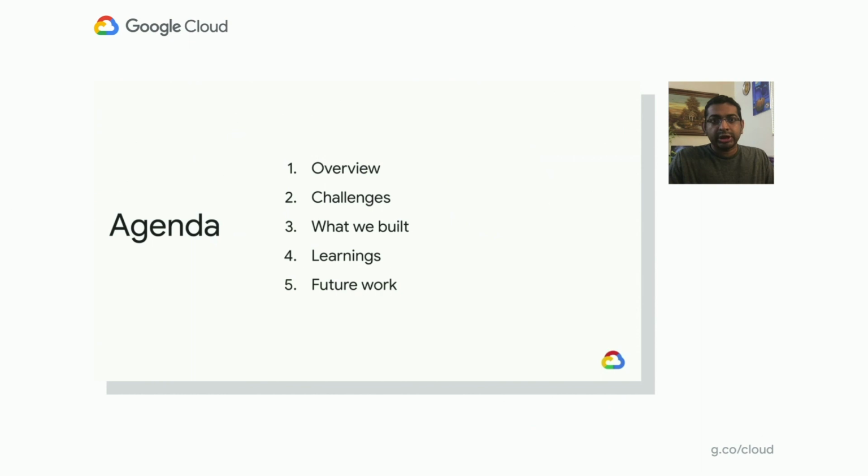Here's our agenda today. We'll start with an overview of Uber scale and some of the key challenges we were looking to solve. We'll then look at what it took us to evaluate Cloud Spanner and the systems we had to build to enable our platform on Spanner. We'll then deep dive into some technical learnings and what we plan to do next.